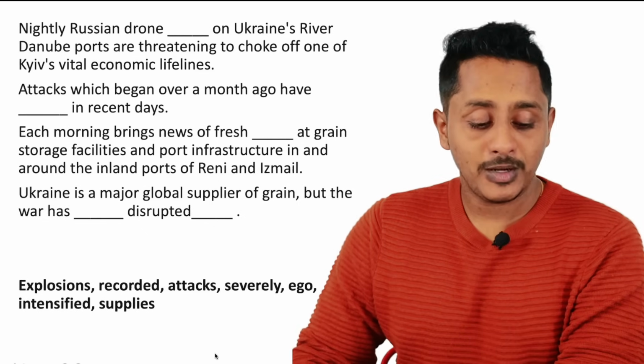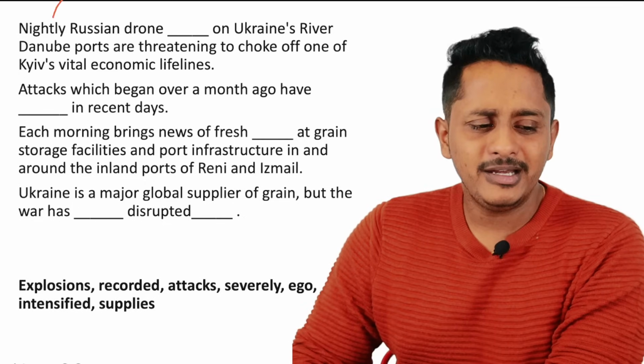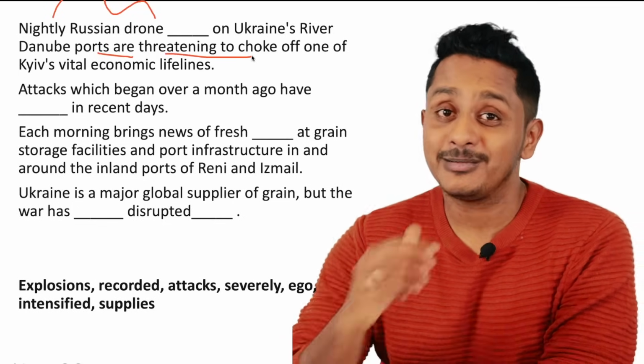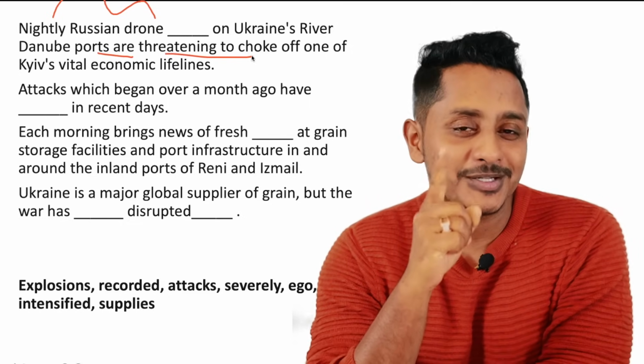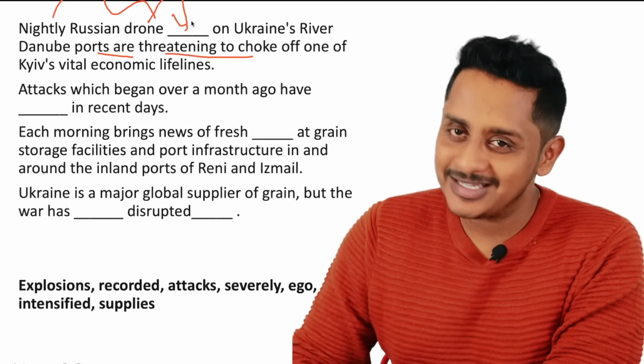All right, I really hope you have solved it. Now let's talk about a few of the collocations. "Nightly Russian drone dash on ports are threatening." If something is threatening, probably they are going to attack through a drone. So drone attack is a collocation.